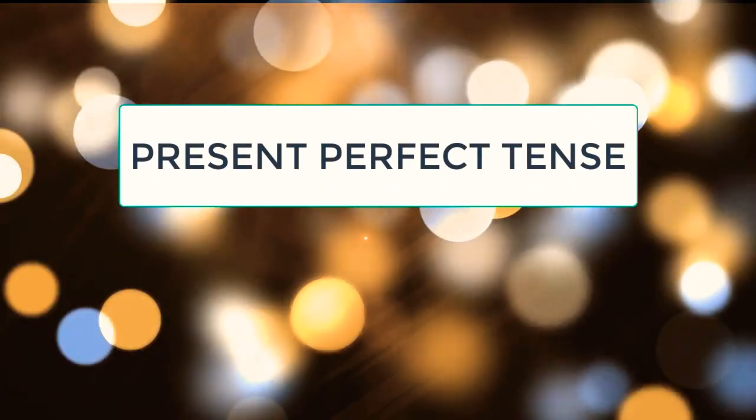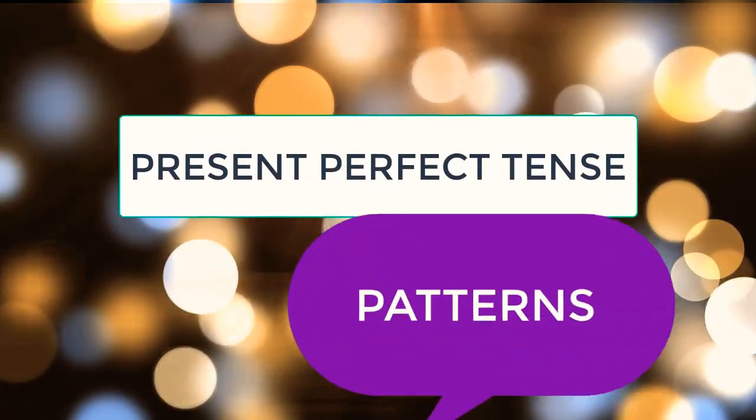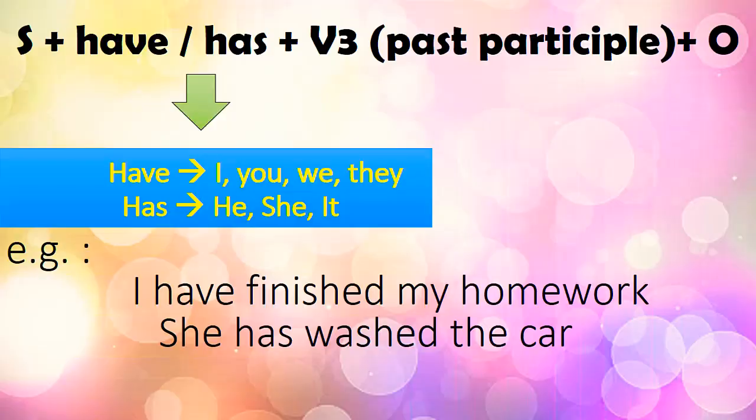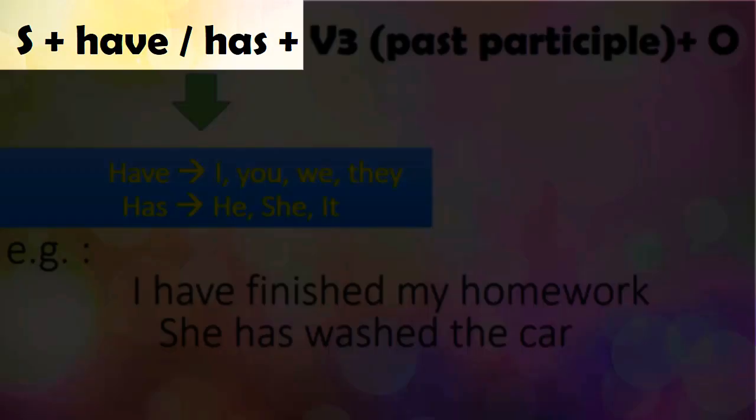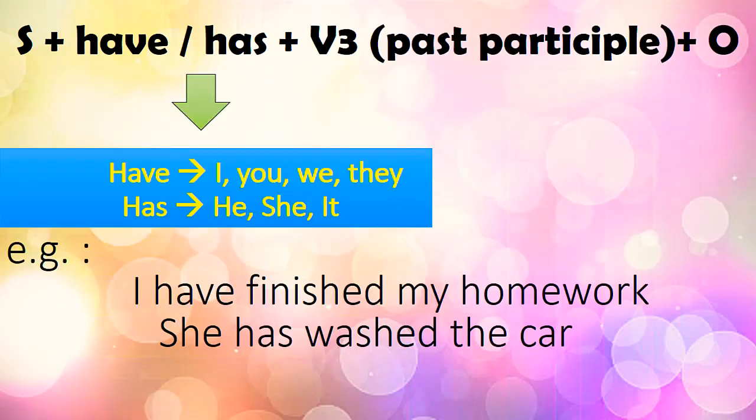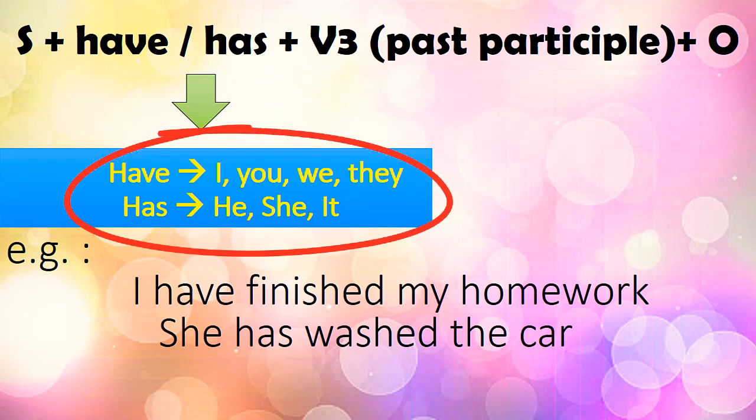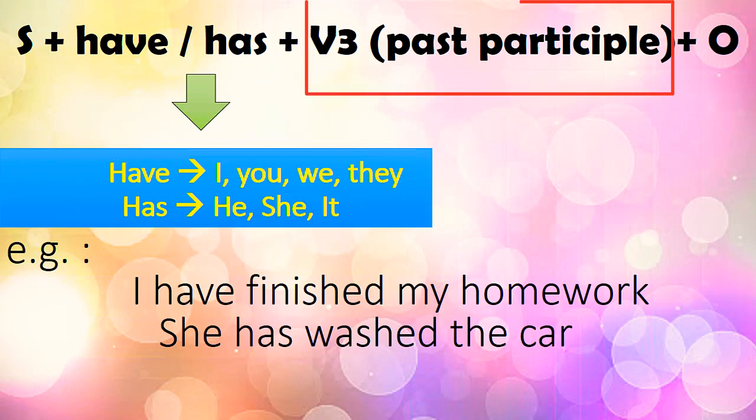So the first material that we are going to study is present perfect tense. The first point that you need to know is about the patterns of present perfect tense. Start from the subject and then put the auxiliary have or has. Remember, auxiliary have is used with the subjects I, you, we, and they, while has is used for she, he, and it. After that, put the verb 3 or past participle.